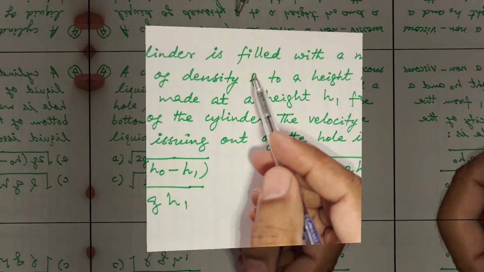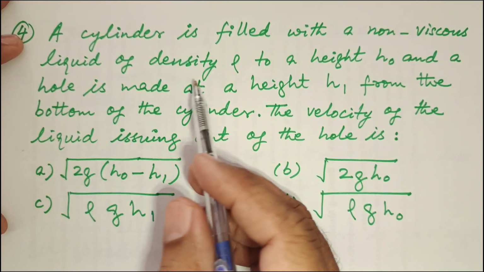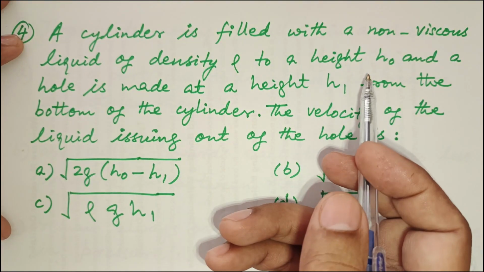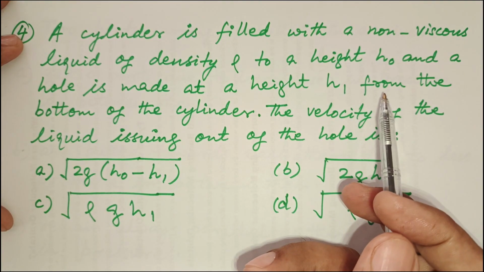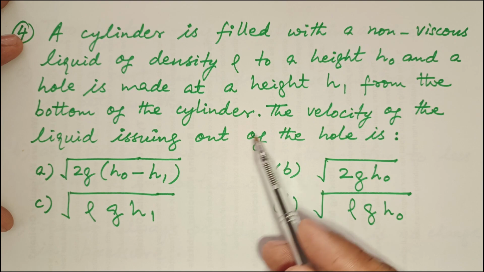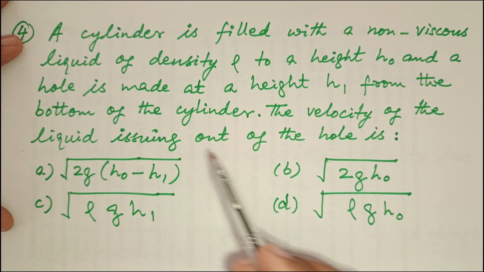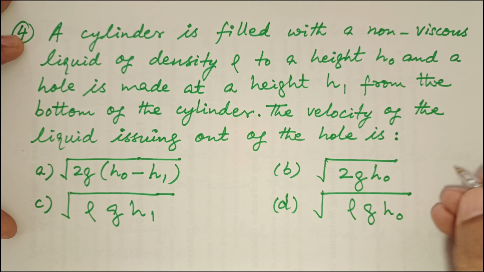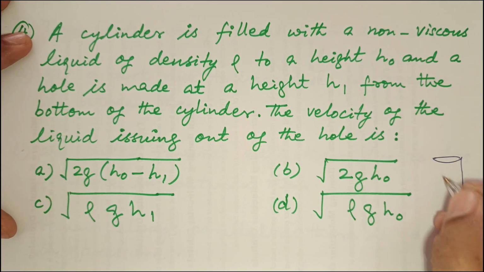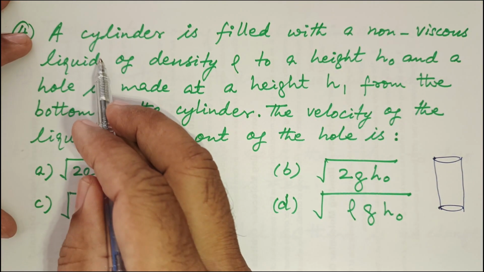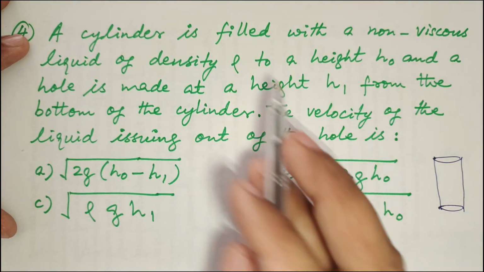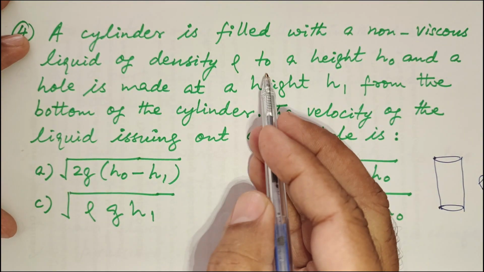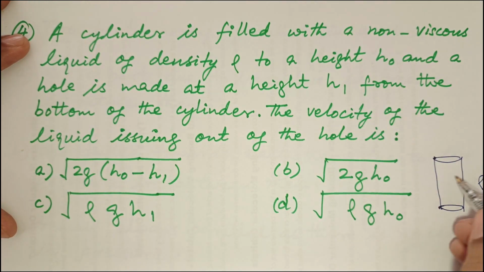A cylinder is filled with a non-viscous liquid of density ρ to a height h0, and a hole is made at a height h1 from the bottom of the cylinder. The velocity of the liquid issuing out of the hole is. So let this be the cylinder. Now what they are saying, again repeat, a cylinder is filled with a non-viscous liquid, means no role of viscosity. Density of the liquid is ρ, symbol of density, to a height h0. This liquid is filled, let's suppose up to this point.